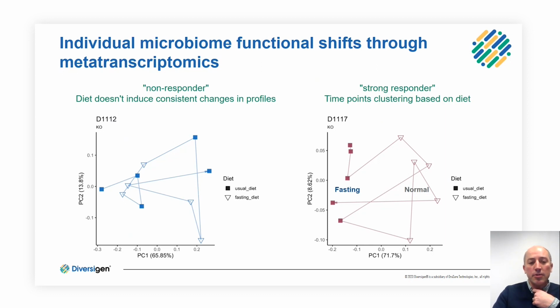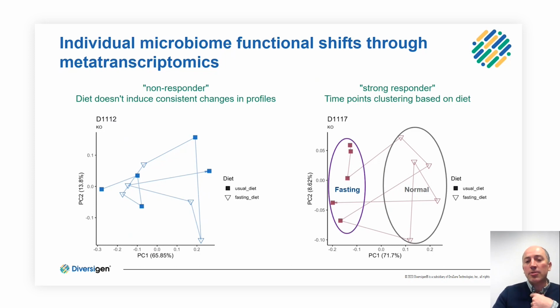So it kind of goes all over the place. There are changes that we're capturing, but they're not tied to the diet. Donor 1117 on the other end is very interesting, and that's what we would call a strong responder. You really do see clustering of the time points based on the diet.